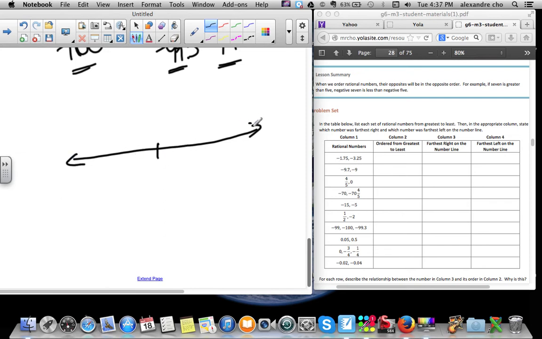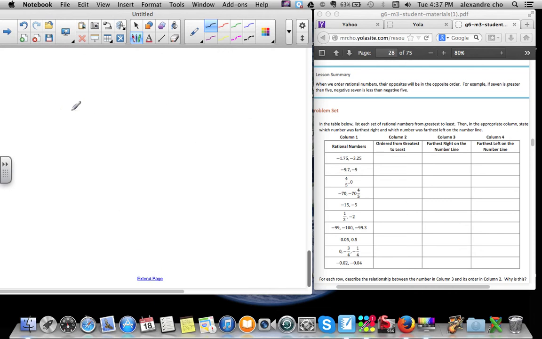So this is 0, that's 1, and 0.5, which is half, is one of the numbers we're talking about. The other number is a very tiny number, which is right about here, 0.05, a very small number. Which one is the bigger number? 0.5. The small number is 0.05.